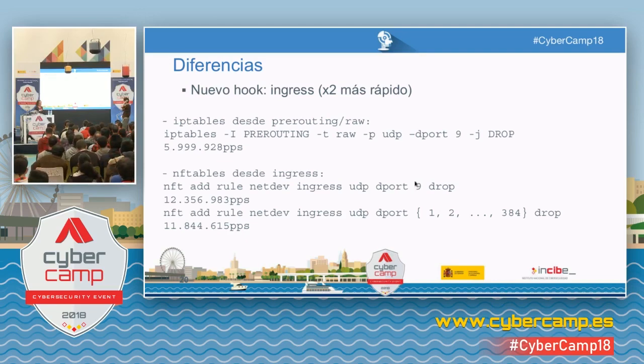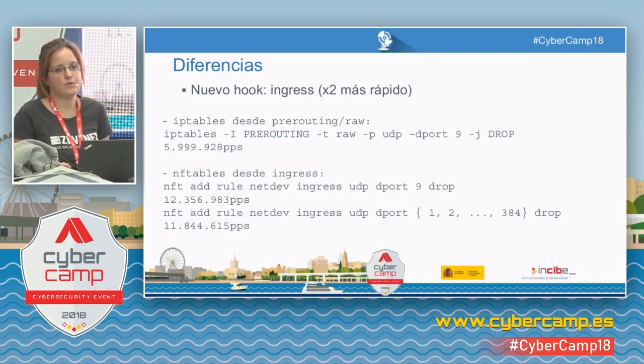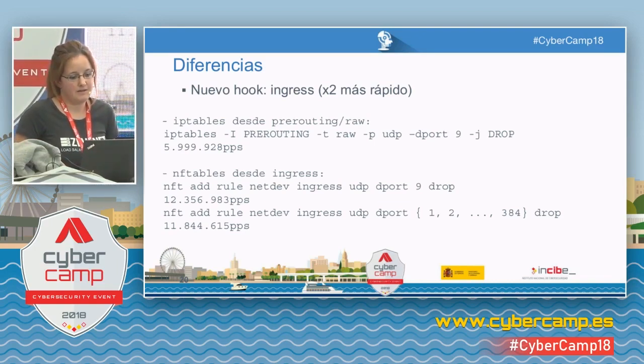Well, the difference is twice as fast for filtering raw pre-routing. So what if we had a DoS attack? You can have your machine go unresponsive if you filter way after Ingress. So we use half as much resources to cover a similar amount of packages.